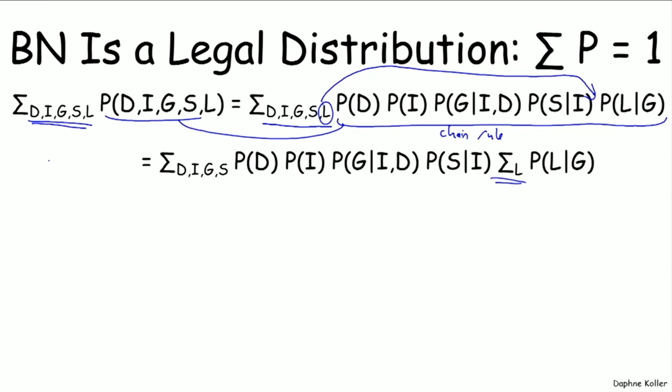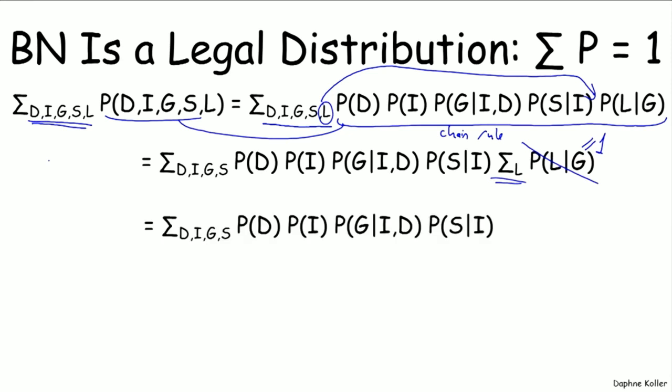Distribution P of L given G. And that means, basically, we're summing up over a row of the CPD, and that means that the sum has to be 1. And so this term effectively cancels out, which gives us this.